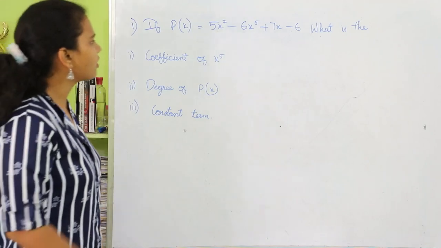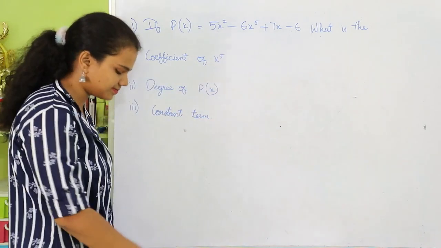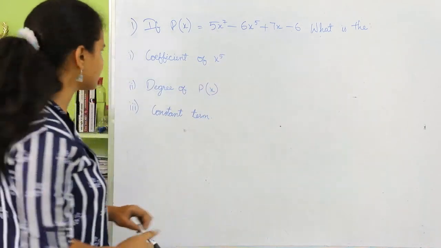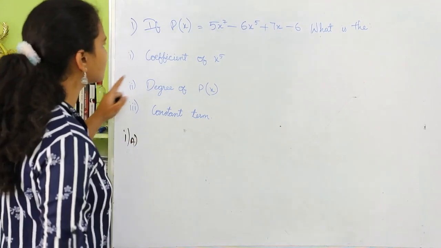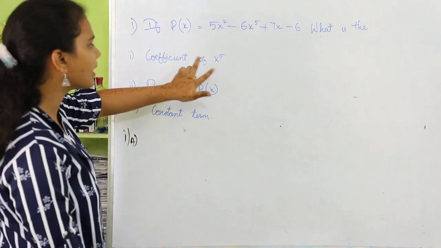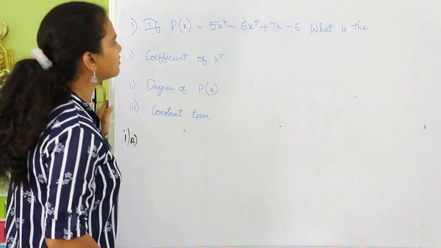First one, if p of x, so here they have given an equation, guys. They have given the p of x equation. So what is the first question? What is the coefficient of x power 5? So the coefficient of x power 5.